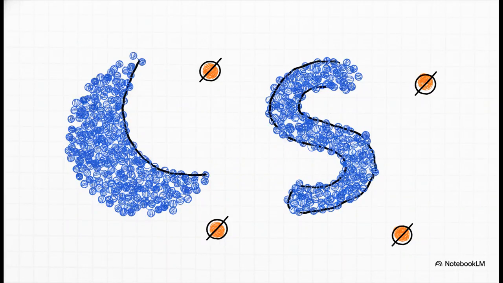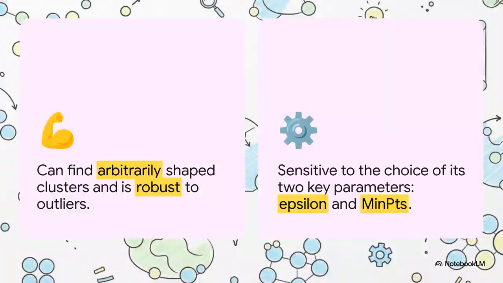And what about the lonely points, the ones off by themselves? DBSCAN is brilliant. It just labels them as noise or outliers and moves on. This makes it perfect for finding weirdly shaped clusters and for dealing with messy real-world data. So DBSCAN's superpower is its ability to find clusters of pretty much any shape you can imagine, and it's fantastic at automatically ignoring noise. The catch?